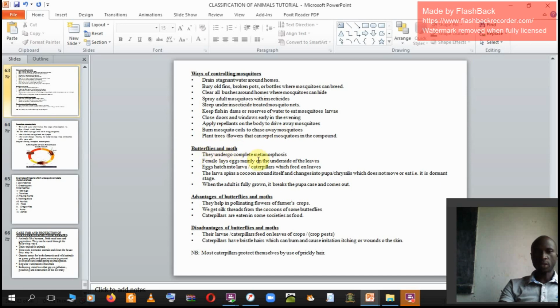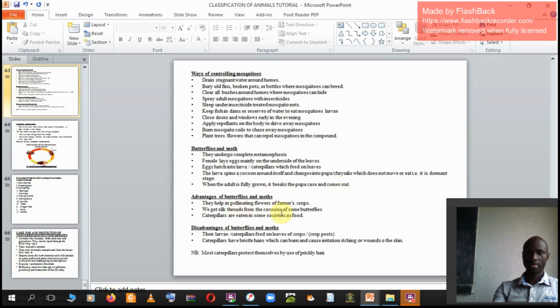We got butterflies and moths. They undergo complete metamorphosis, meaning they undergo 4 stages. A female lays eggs, positioned underside leaves. The larva spins a cocoon around itself and changes into pupa or chrysalis, which does not move. It will not be moving. That's why we say it's the dormant stage. It doesn't move, neither does it eat. When the adult is fully grown, it breaks the pupal case and comes out.